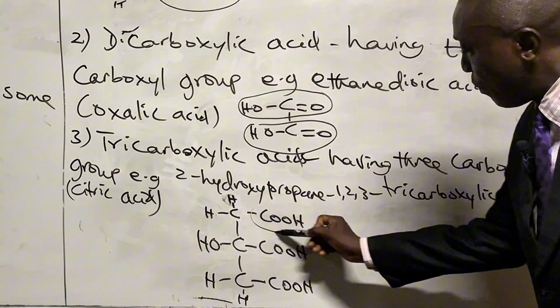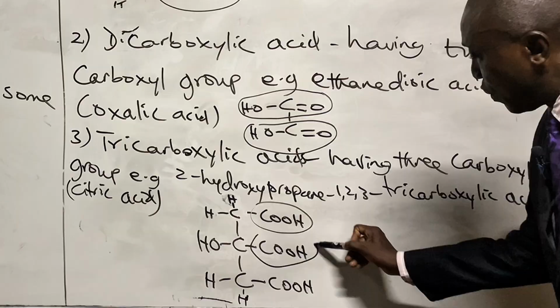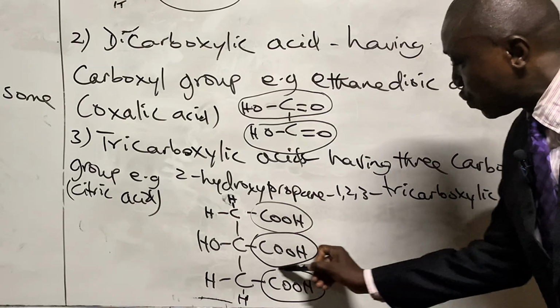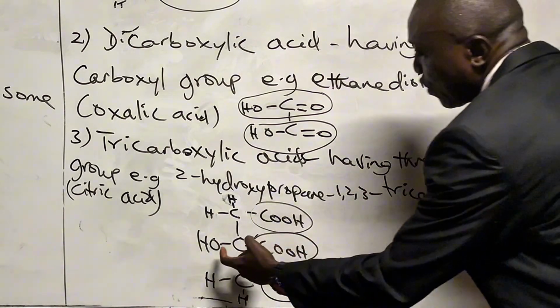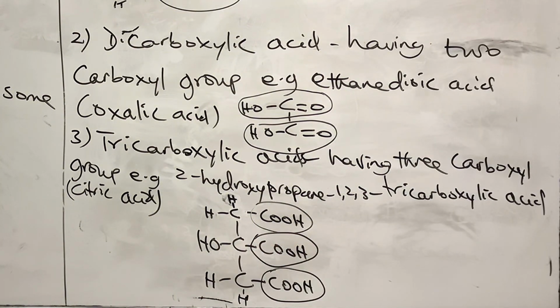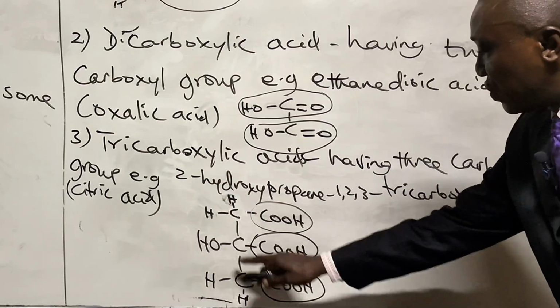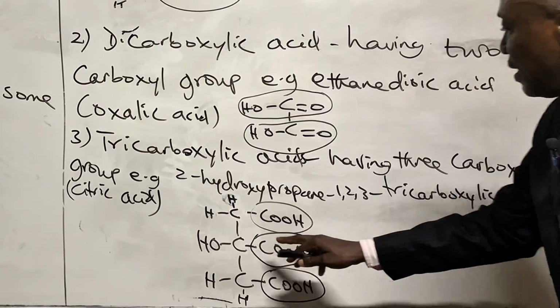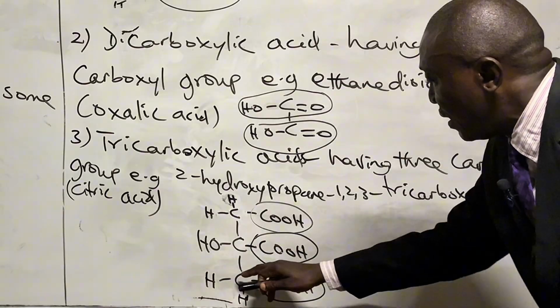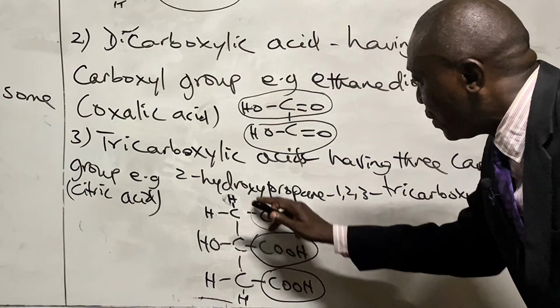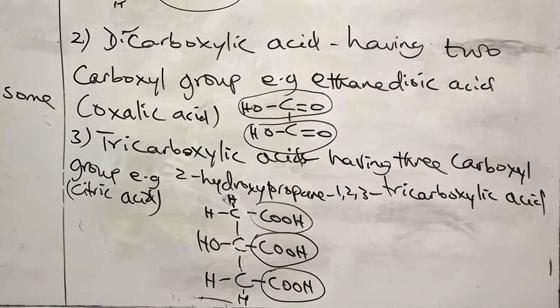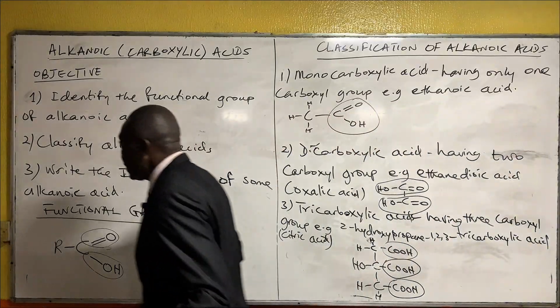And this is one carboxy group, this is another carboxy group, and this is another carboxy group. So it has three carboxylic acid groups. And you have this hydroxy group on position 2. That's why we name it as 2-hydroxy propane 1, 2, 3 tricarboxylic acid. So basically, those are the three types of carboxylic acid that we have.